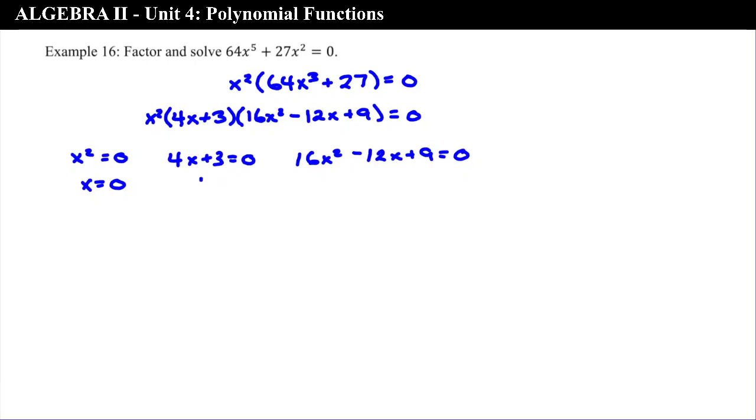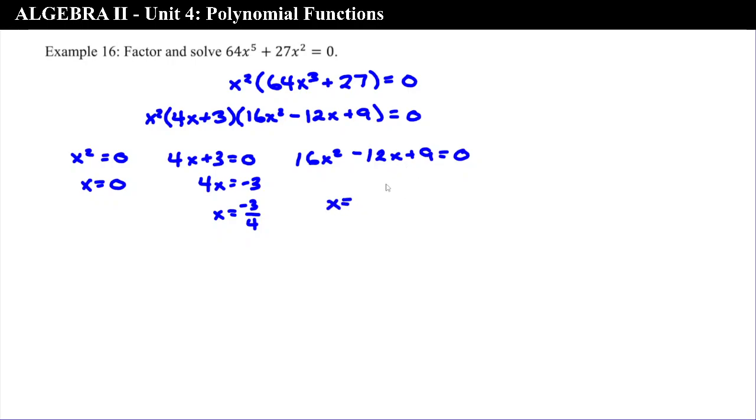For this one, we just subtract 3, and then we divide by 4, so another x value is going to be negative 3/4. Now let's take a look at this last one. We don't really want to factor it. We can't take the square root because of that x, nor do I really want to complete the square because we've got that 16 out in front. We'd have to divide everything by 16. And we could complete the square, that would work, but we would be dealing with quite a few fractions. So I think at this point, it would be easier to utilize the quadratic formula.